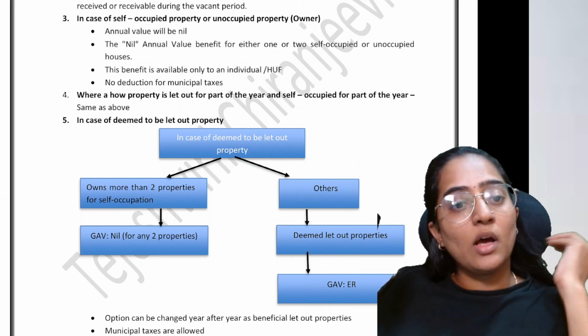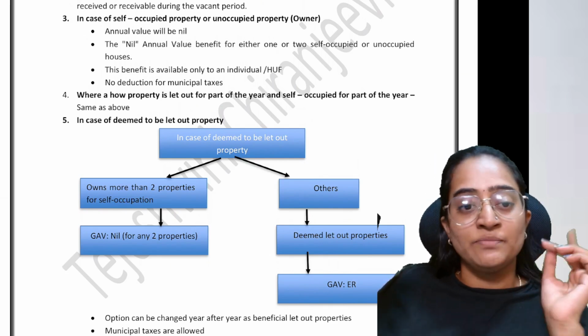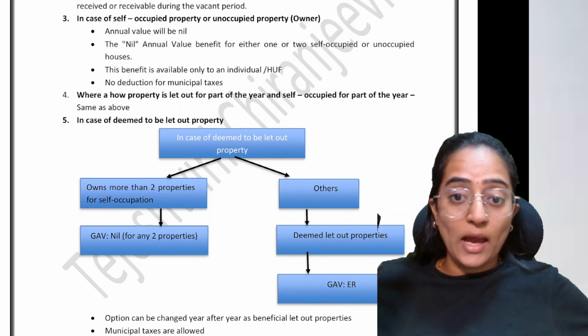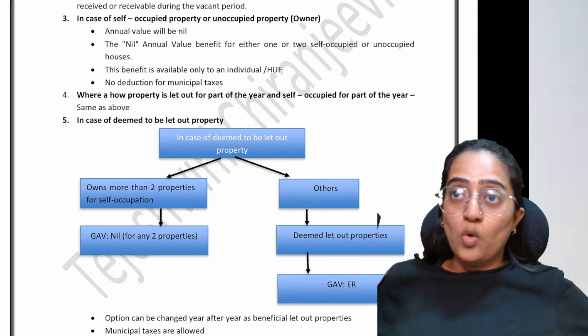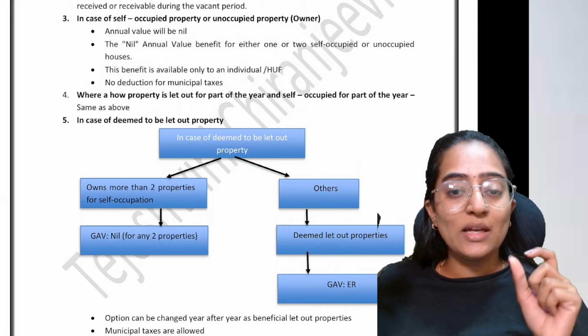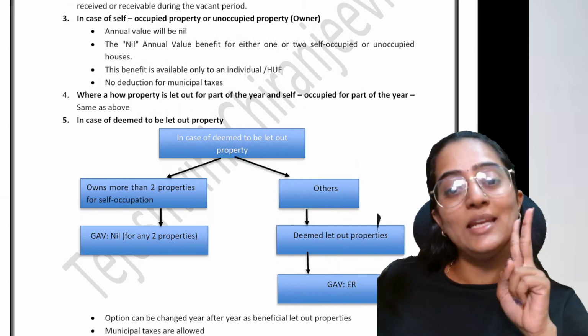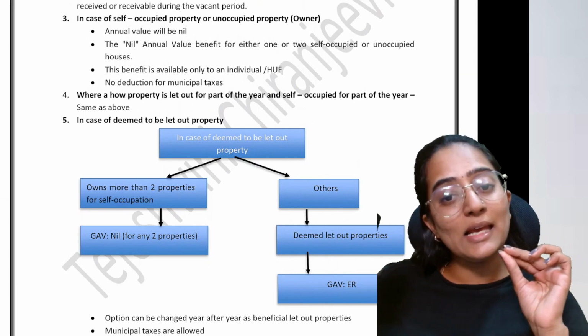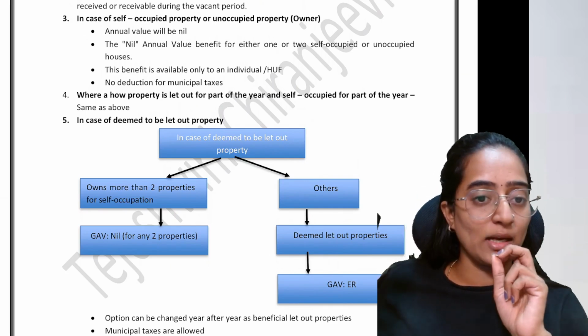Okay. So if you own more than two self-occupied properties, it is not that you have to consider only the first property and only the second property. No. In case of DLOP, you can consider any two out of your total SOP properties as your SOP only. Any 2 properties you can take.